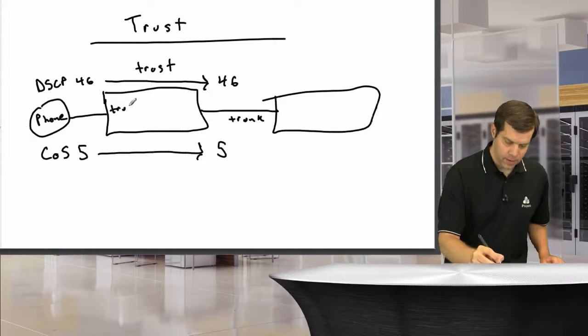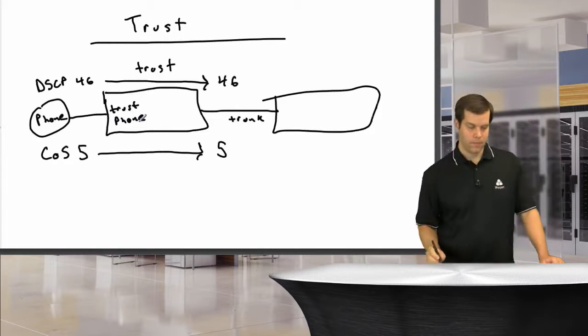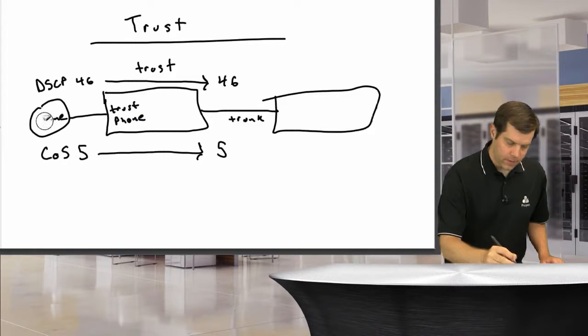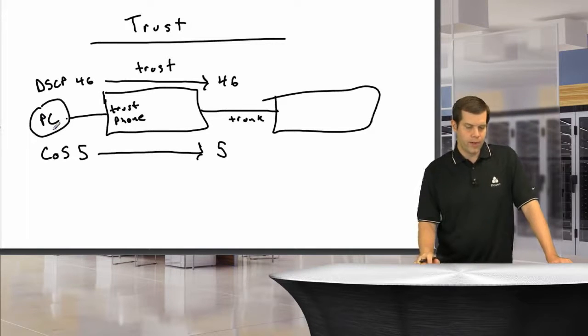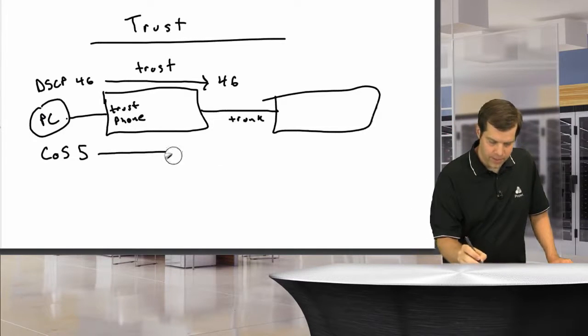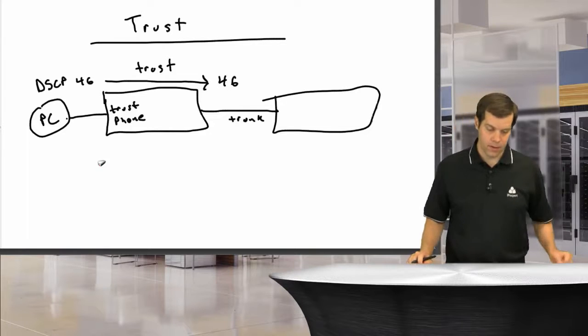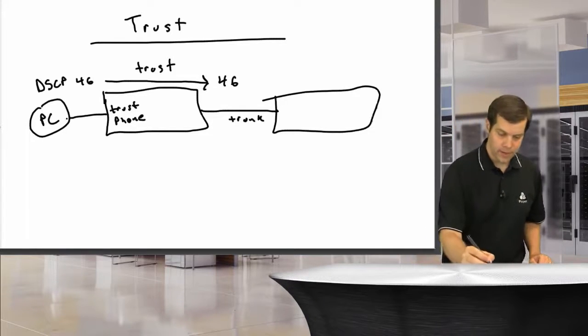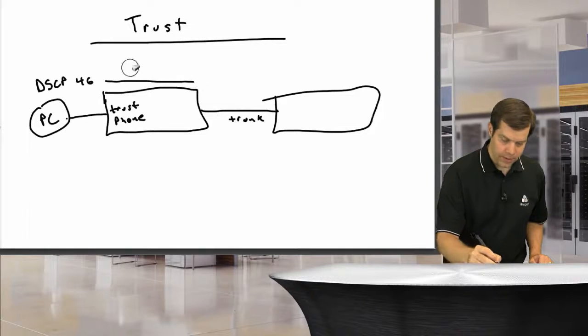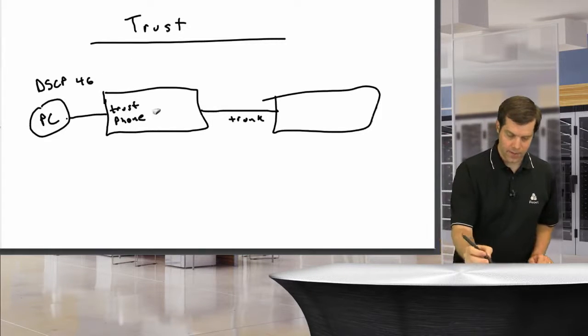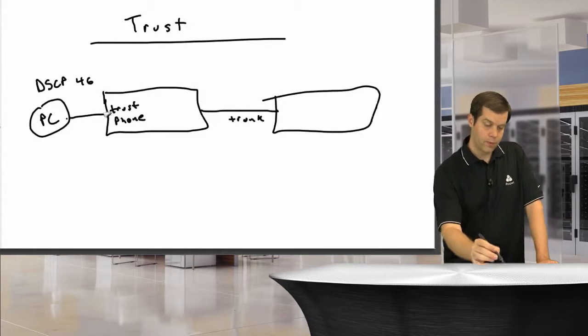We said trust only if it's a phone. Okay, now it's a conditional trust. So let's pretend that this wasn't a phone anymore. Let's just say it was a PC. And at this point, if it's a PC, it probably doesn't have QoS, but we still have DSCP. And we'll pretend that it's running Jabber, and Jabber is configured to mark the audio traffic with a DSCP of 46.